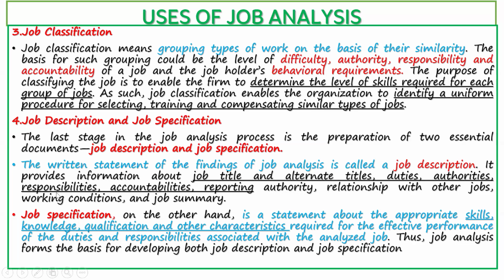On the flip side, we have the job specification. This is a statement about the appropriate skill, knowledge, and qualification. We also find it when you are advertising for a job. What is the job specification? Number 1, what is the knowledge? For example, you need to have a degree, you need to have a master's. What are the qualifications? What are the skills you need to have? What is the training? What is the experience? And so on. All this job specification is related to the person who is doing the job.